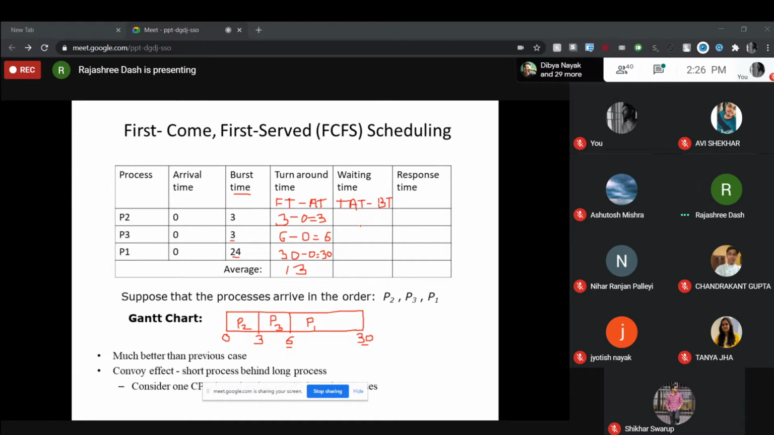So what will be the waiting time for P2? It is 3 minus 3, that is 0. Write it in the expanded form so that you can understand how that value 0 is obtained. Now P3. For P3, what is the waiting time? 6 minus 3. So 6 minus 3, that is 3.